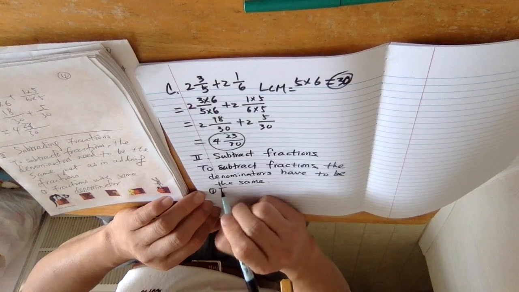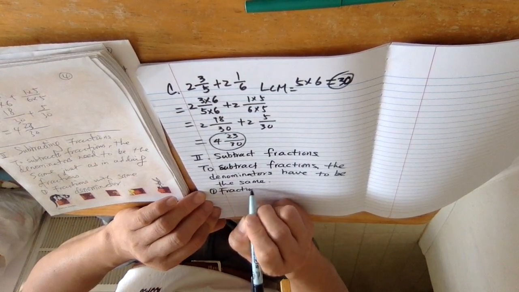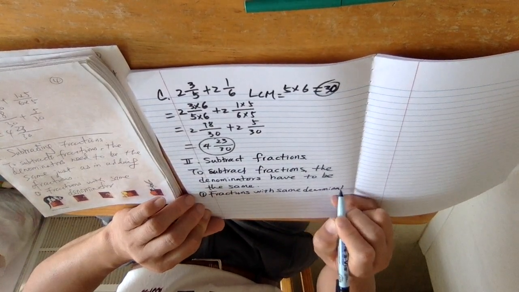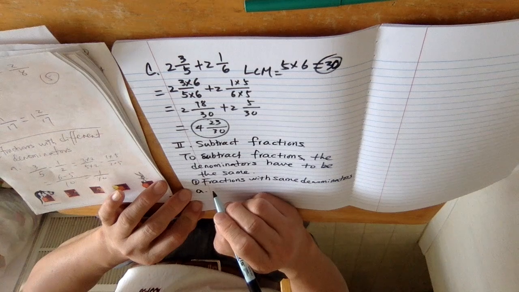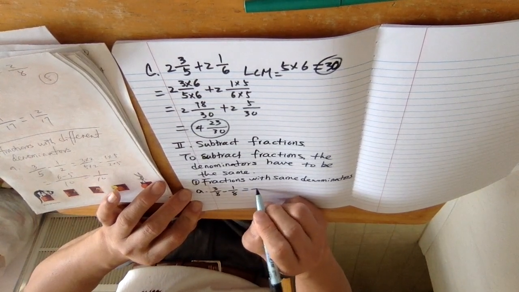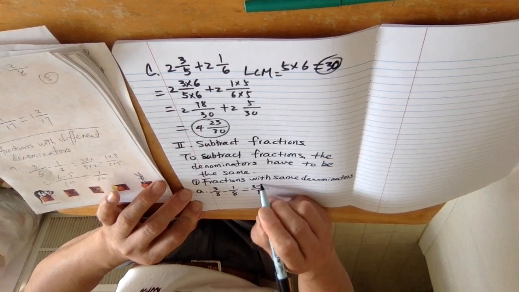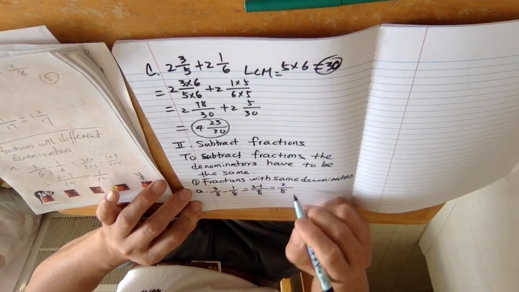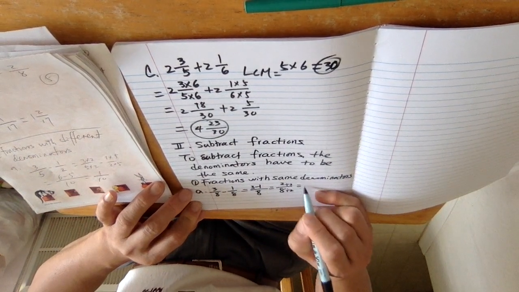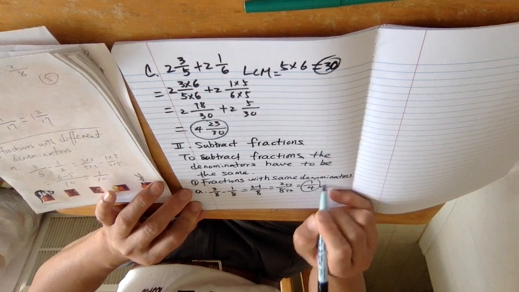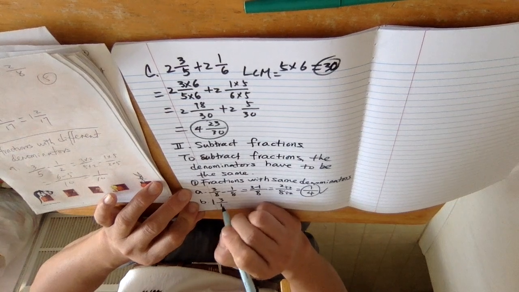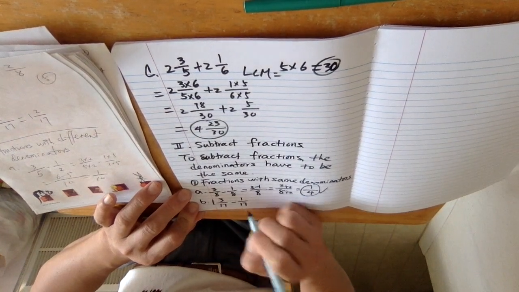Example number 1, fractions with same denominator. Example A, 3/8 minus 1/8. Since they have the same denominator, we can use 3 minus 1 equals 2/8. Both are even numbers. We can simplify them by 2, so the answer will be 1/4. B, 1 and 3/17 minus 1/17.